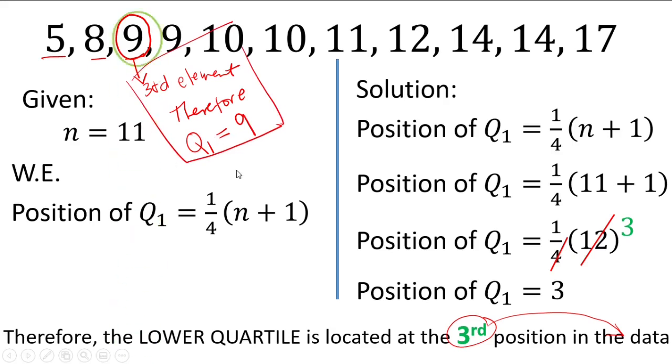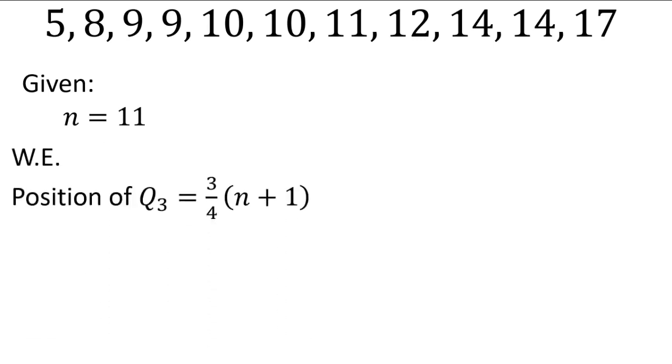How about the third quartile? Again, you have to identify n. n is 11. And you will be using the third quartile, which is equal to 3/4 of the quantity of n plus 1. Now, if you are asking what the formula is for the second quartile: the first quartile is 1/4 of the whole distribution. Correct? Now, the second quartile is 1/2 of the whole distribution.